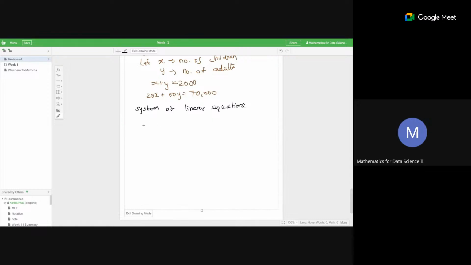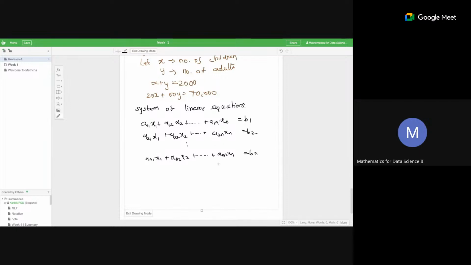Okay. So a11 x1 plus a12 x2 plus etc. a1n xn is equal to b1. a21 x1 plus a22 x2 plus etc. a2n xn is equal to b2. Now you have an1 x1 plus an2 x2 plus ann xn.